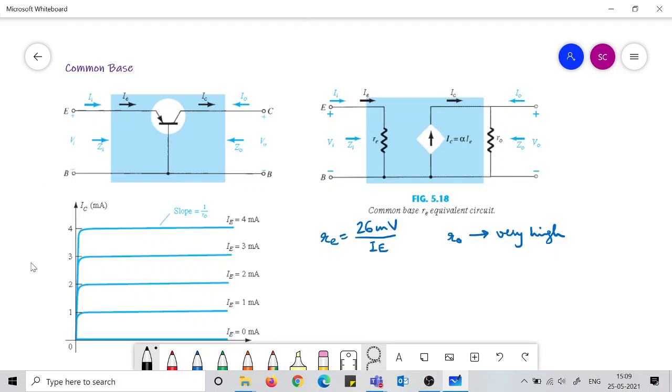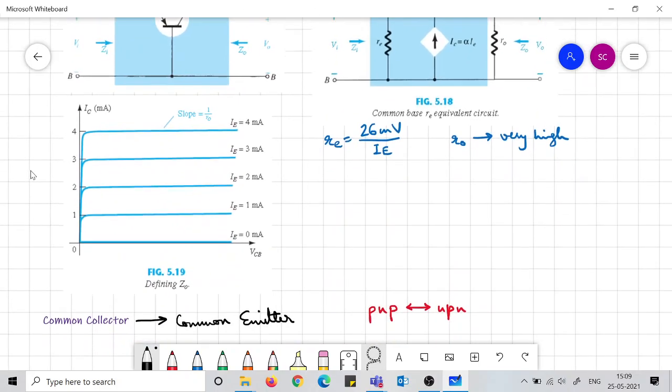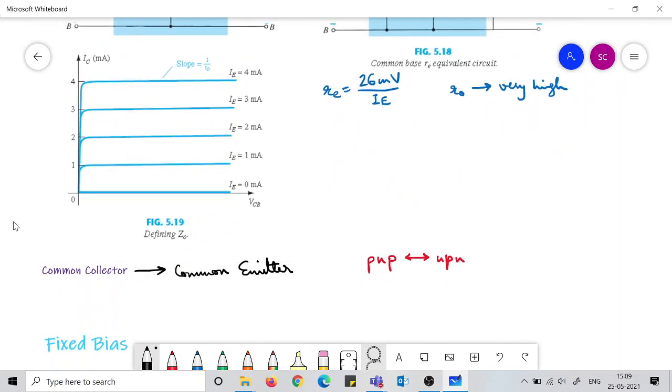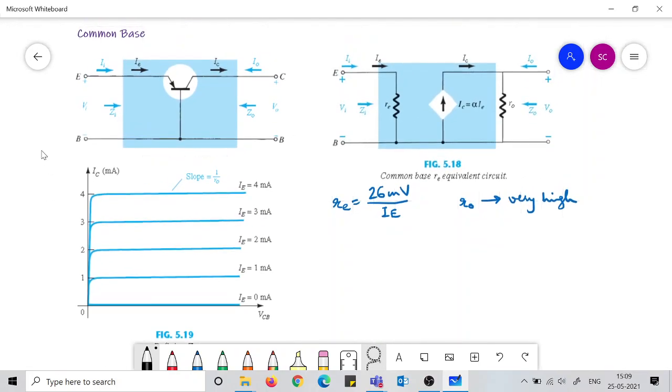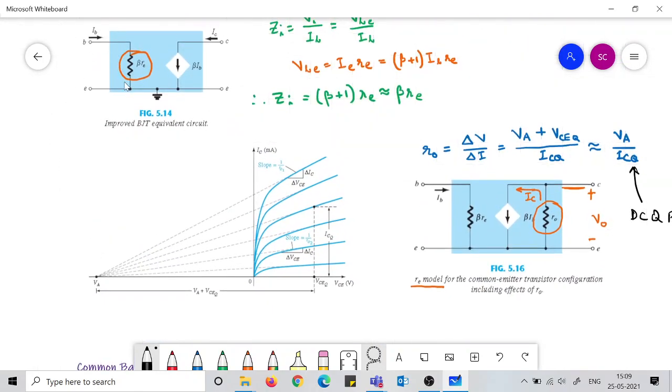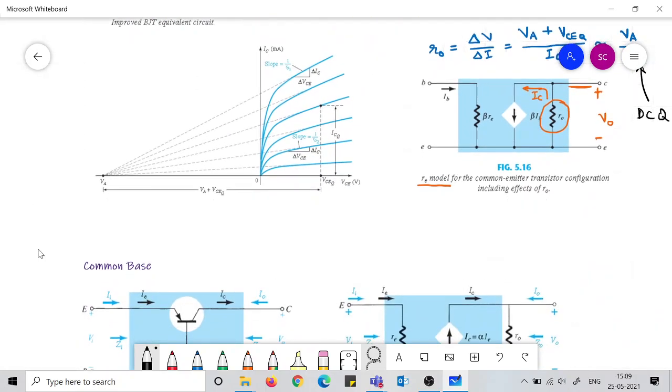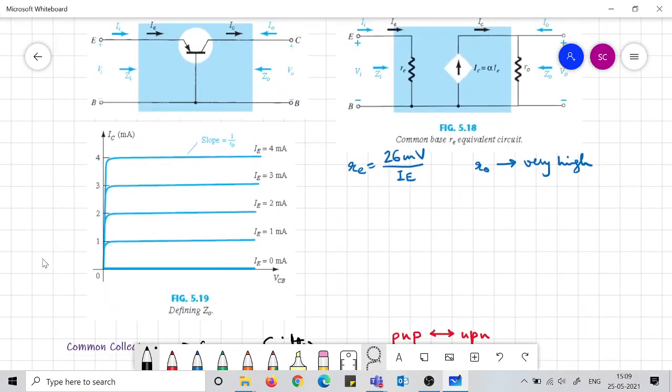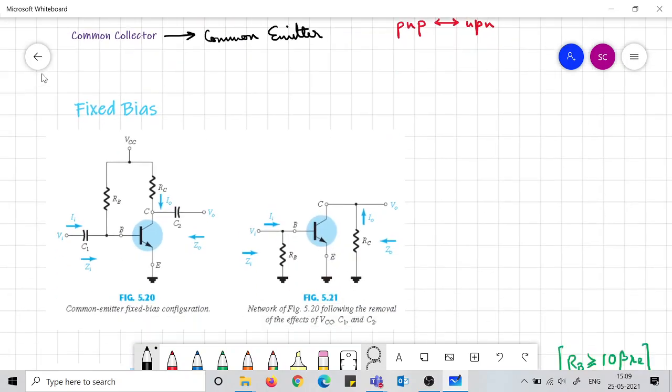There is also a common collector configuration in which the collector is grounded, but in that configuration the AC equivalent circuit, the re equivalent model, remains the same as the common emitter, because the input is in the base side only. So hence it remains the same. We can work with the same type of model.